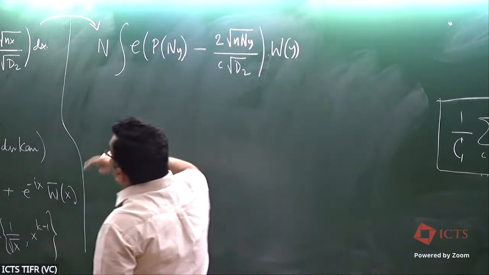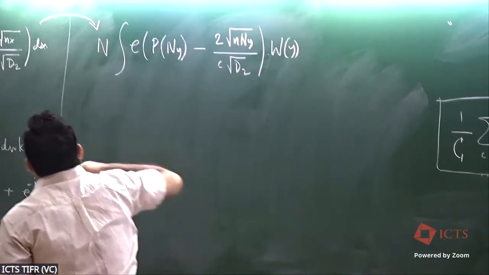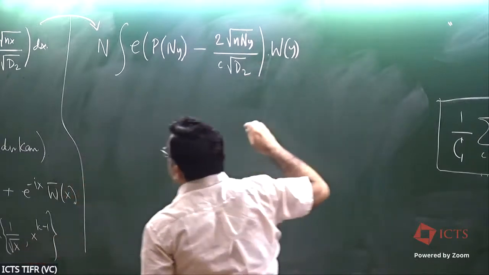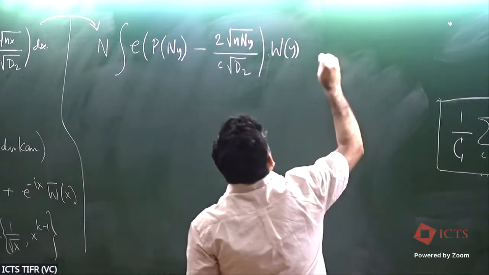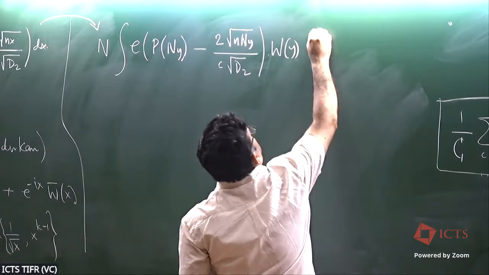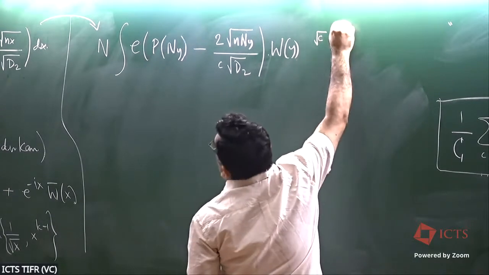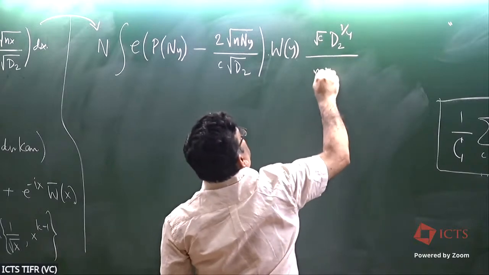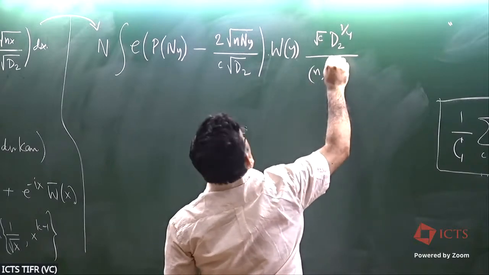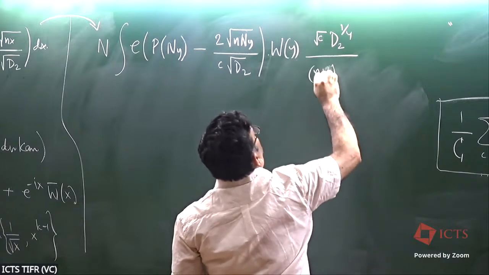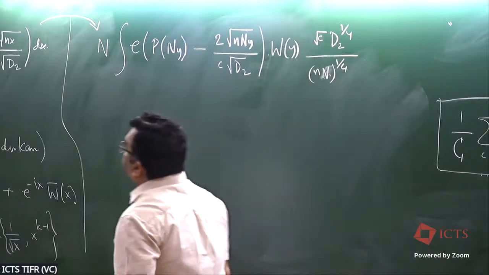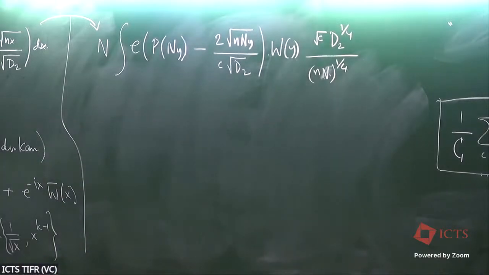Okay, and I need to put the size of the J Bessel function, which I will take to be 1 by square root of x, because it's smaller than the minimum, so I can take it to be smaller than (c square root of D2)^(1/4) over (nx)^(1/4) y^(1/4). Right, so that's my integral.